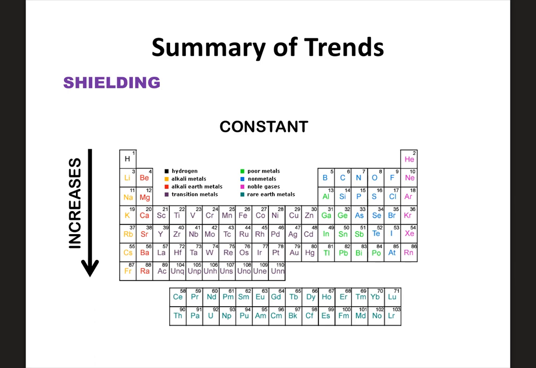So notice if you ever answer an across question and try to explain it with shielding, you know you're wrong, because the only time you can talk about shielding is when you're going down a column. So we never talk about shielding going across.